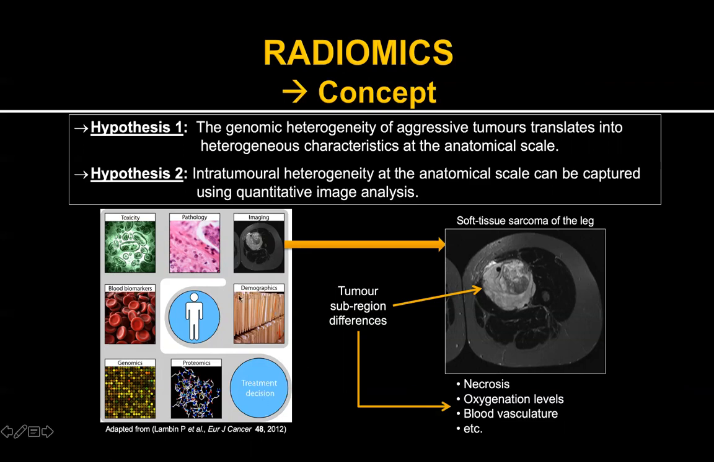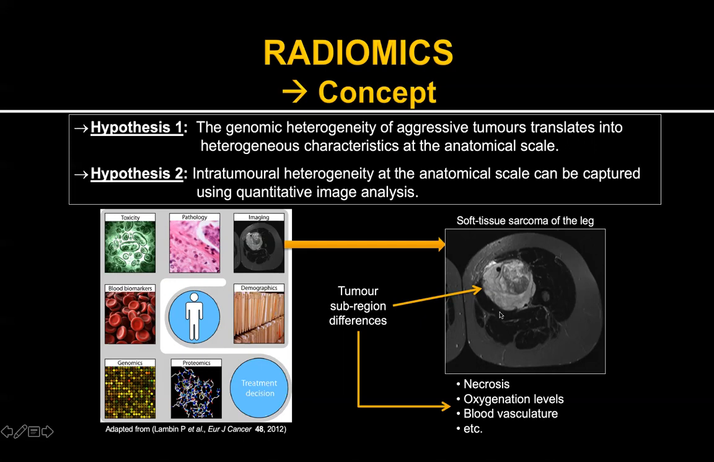analysis. So when a patient presents to the hospital, many different kinds of information are acquired and gathered by physicians to make the best treatment decision possible. One of them is imaging, which could give information, one of the hypotheses being about the aggressiveness of tumors, about intratumoral heterogeneity. If we can quantify this intratumoral heterogeneity, this could give us a surrogate of tumor aggressiveness.